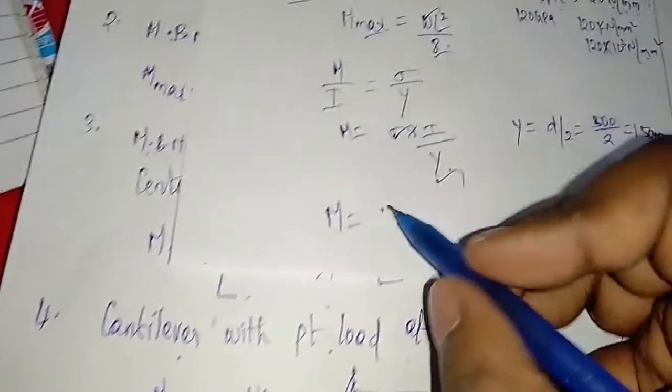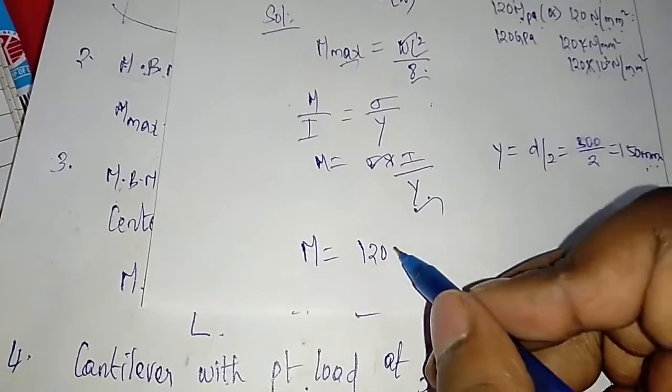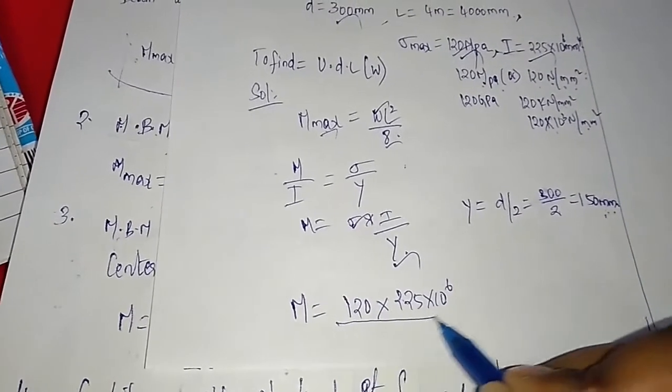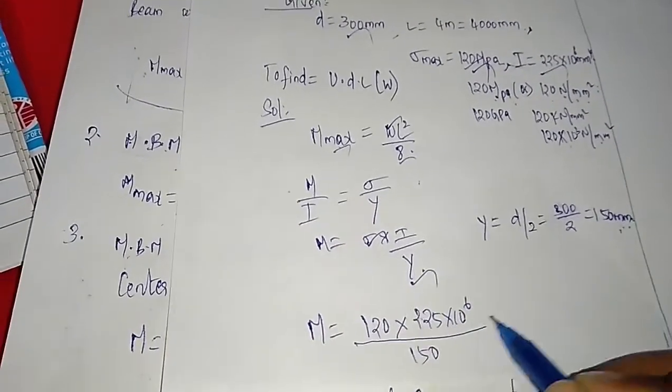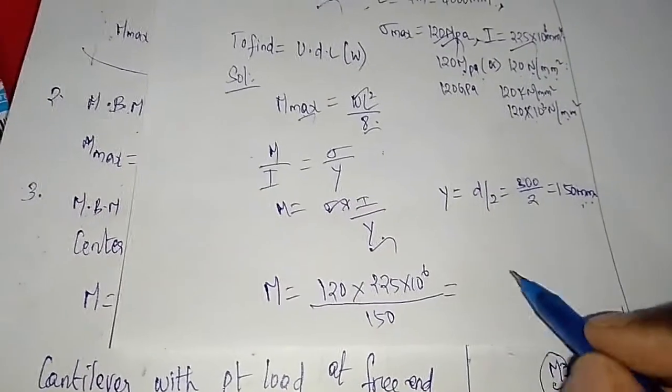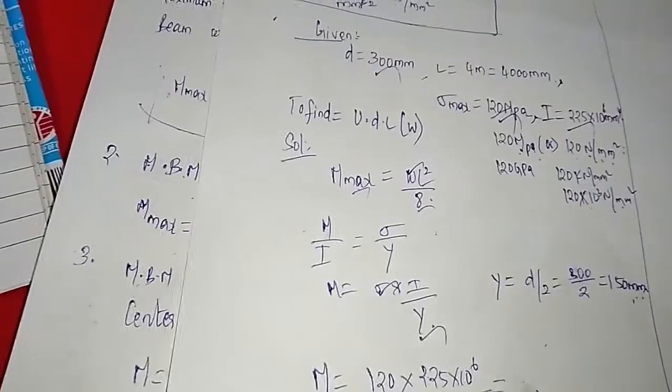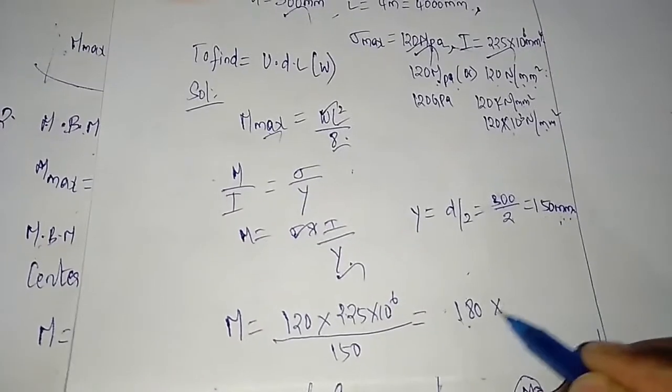Okay, you understand? Right. So now substitute here. M is equal to your stress value, which is nothing but 120 MPa. That is 120 into 10 power 3 Newton per mm square into I value. I is 225 into 10 power 6, divided by Y, which is 150 mm. That is equal to your answer. If you substitute this, your answer will be 180 into 10 to the power of 6. What is the unit for moment?